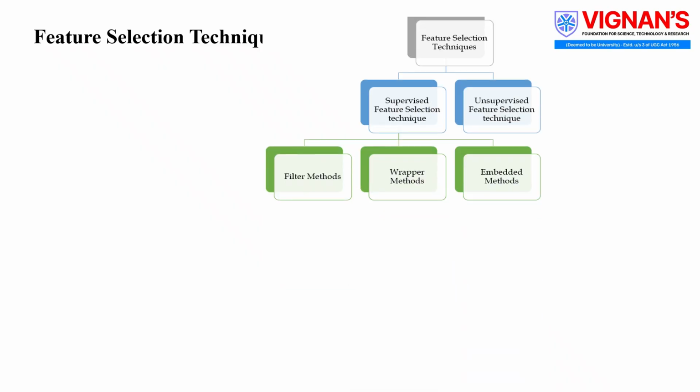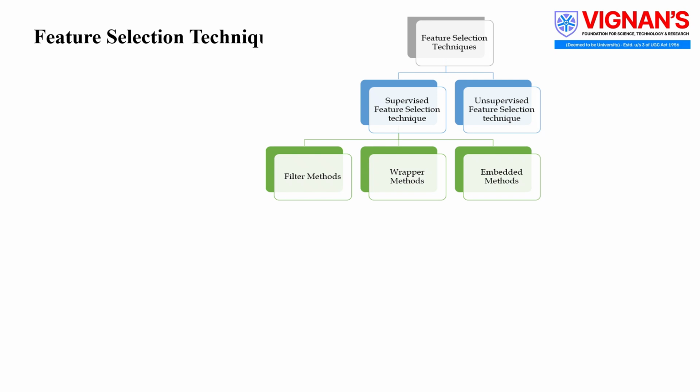Let's look at the overall structure of feature selection techniques. In this picture, at the top, we have the main category, feature selection techniques. These techniques are divided into 2 major types. Supervised feature selection. It selects features based on their relationship with the target label, using labeled data. Unsupervised feature selection. It selects features without using any labels, focusing on patterns, variance, or structure in the data.